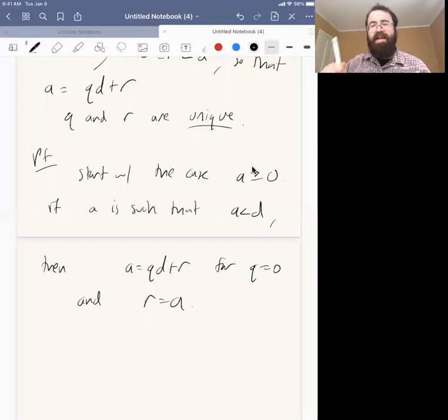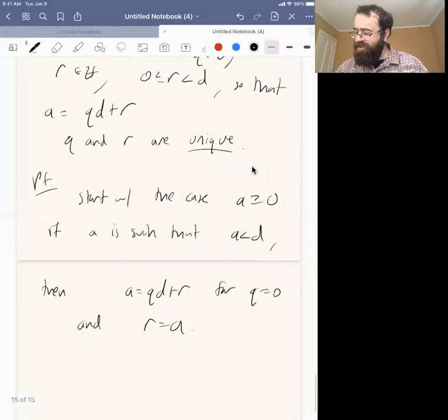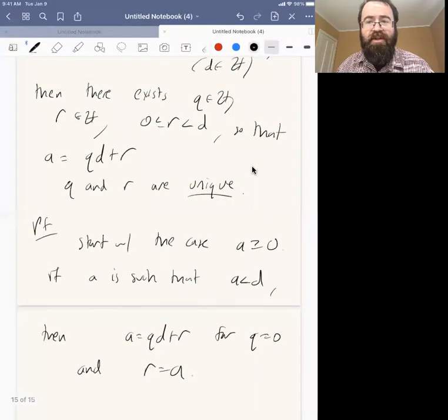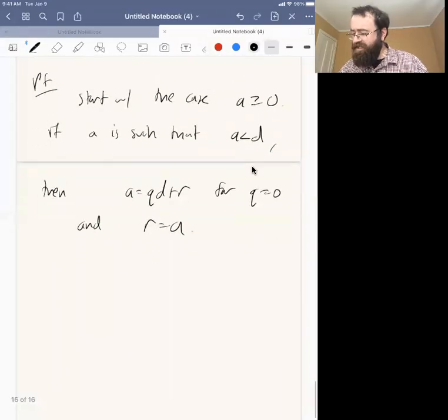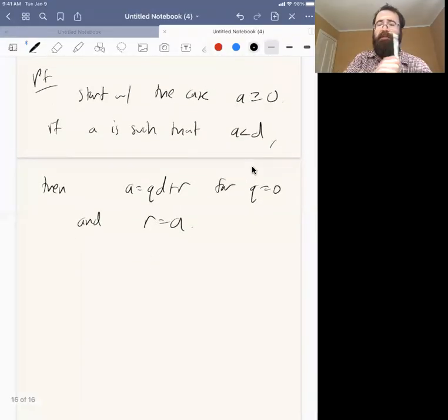If a is greater than or equal to 0 but less than d, then our condition on the remainder is that r is greater than or equal to 0 but less than d. So a just is the remainder. q is 0, and a just is the remainder. So the base case of our induction actually includes a equals 0, 1, 2, all the way up to d minus 1. We can just do them all simultaneously. They all work in a direct way.